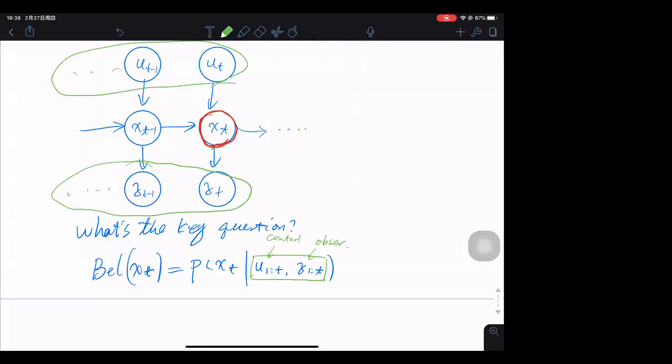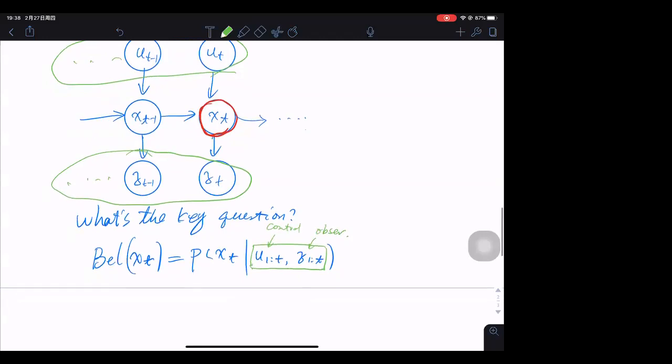Okay. Why are we not taking into account this xt minus 1 for now? Because we don't know it. The only thing we have is that I can record what I have observed so far, and what control command I have sent to the system. That's the only thing you know. I want to use that to infer this xt.